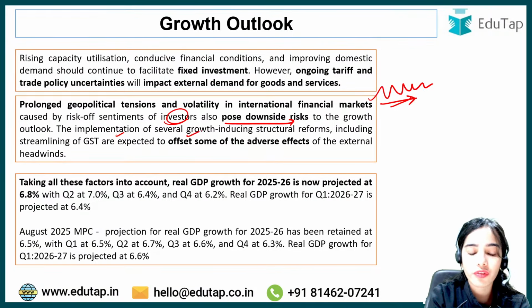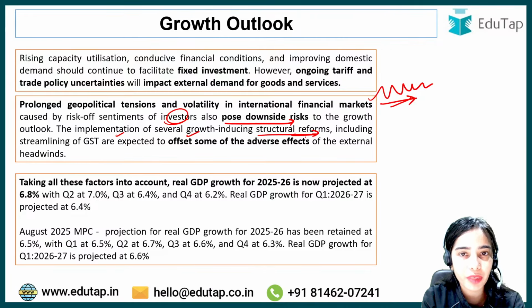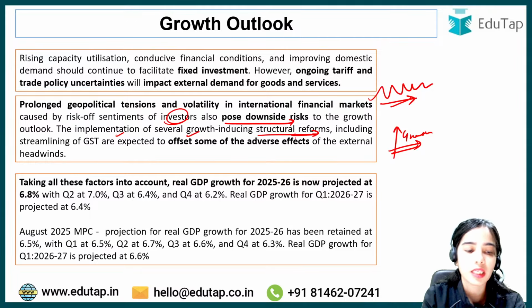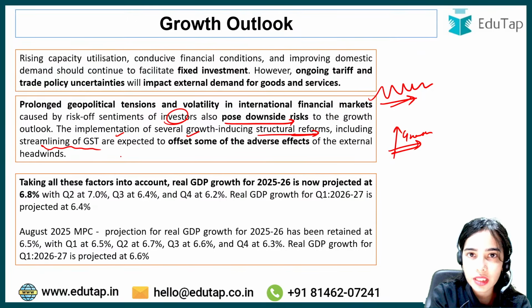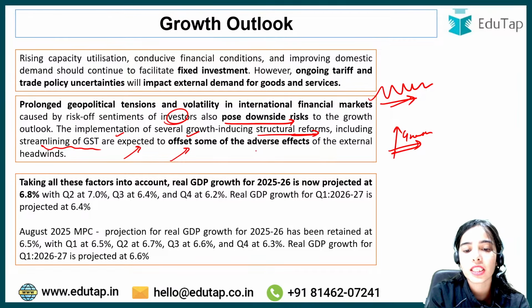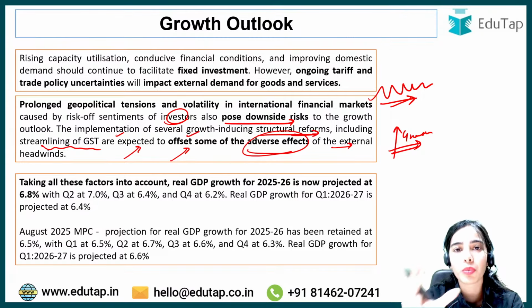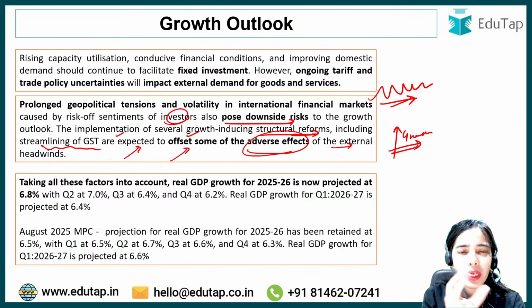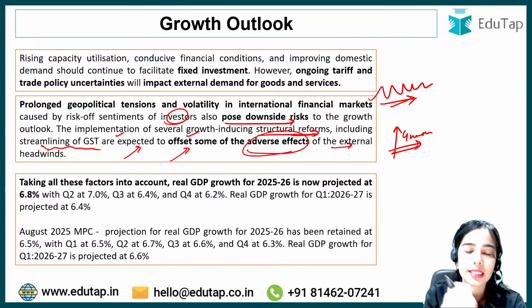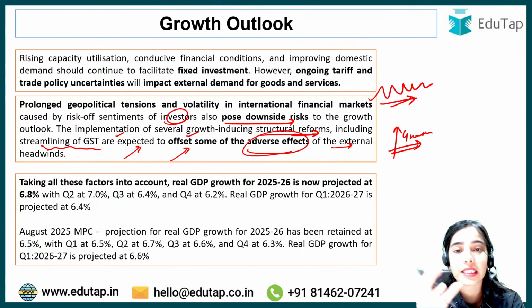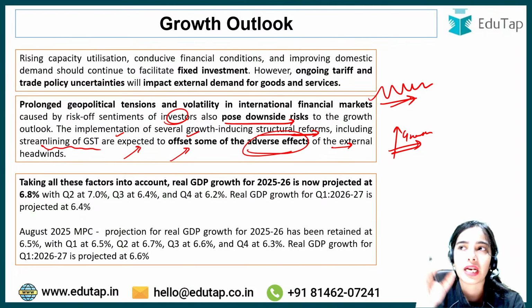The implementation of several growth inducing structural reforms have been taken. So for the growth of the country, there are structural reforms that have been taken that include streamlining of goods and services tax. They are expected to offset some of the adverse effects of the external headwinds. So the problems that are coming from outside, the trade policy uncertainty, the tariff, the geopolitical tension, the problems that are coming in, that is being to an extent resolved through the internal steps, that is by rationalizing the GST, streamlining the GST, and such steps are being taken to tackle the problem that is coming from outside.